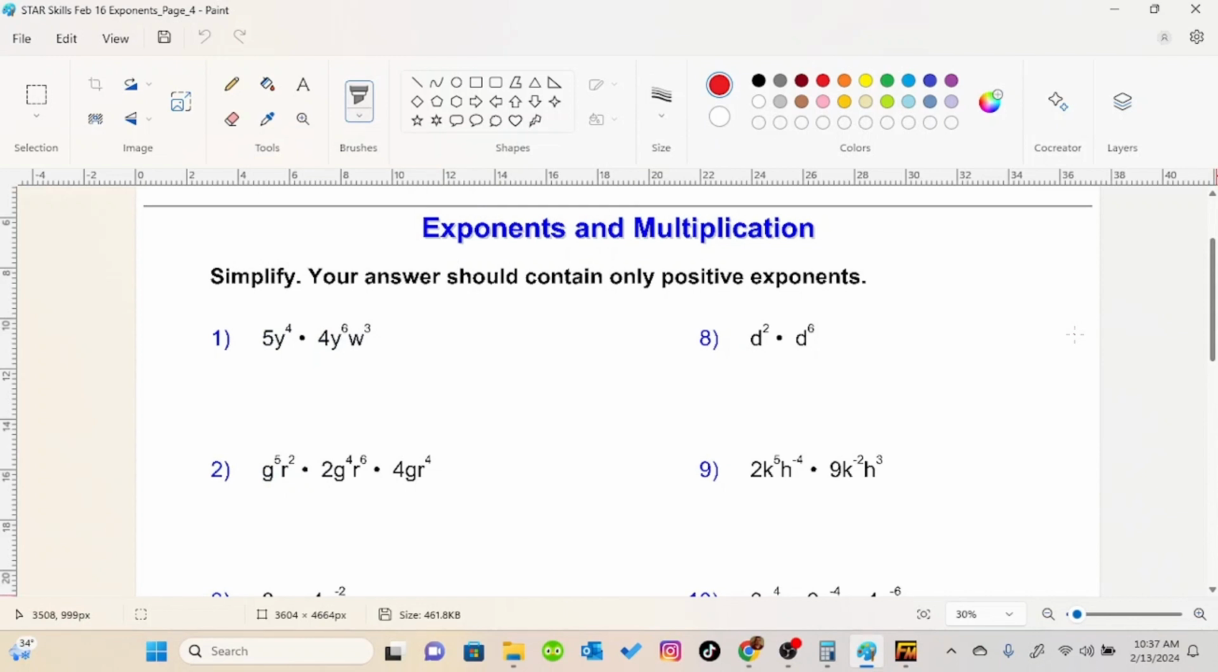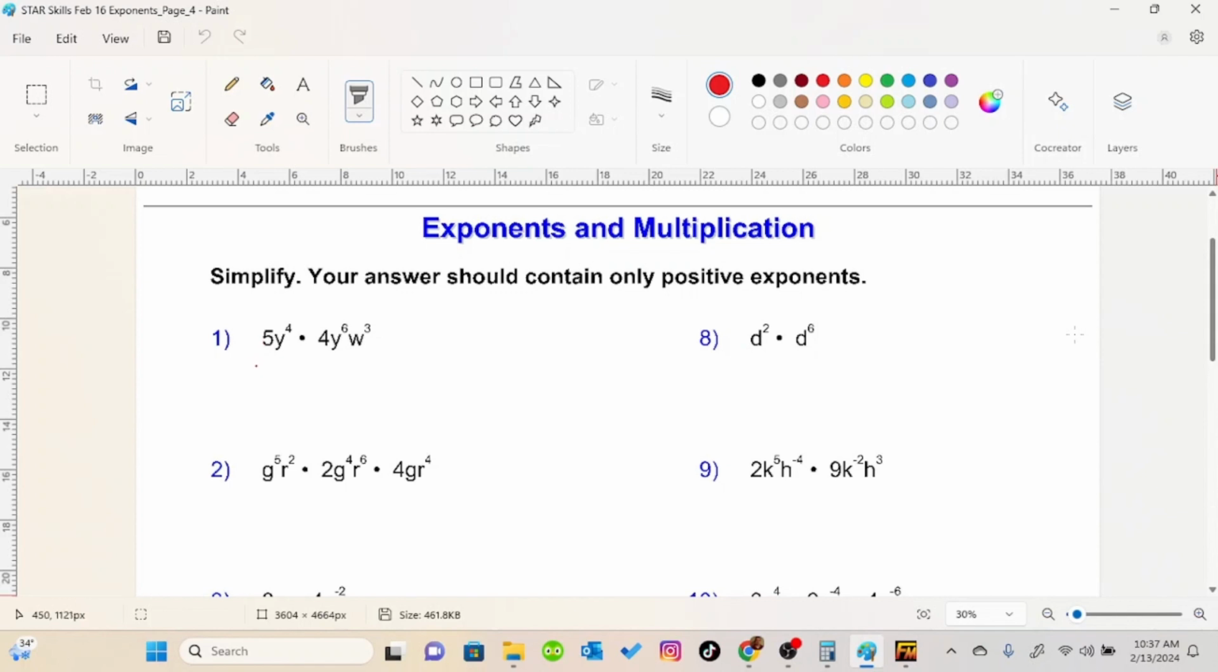On page 4 of the worksheet packet, we're going to look at exponents and multiplication. When you multiply exponents, you need to make sure they have the same base number or base variable. Then you add the exponents together. So number 1, you're only going to multiply things that are similar.